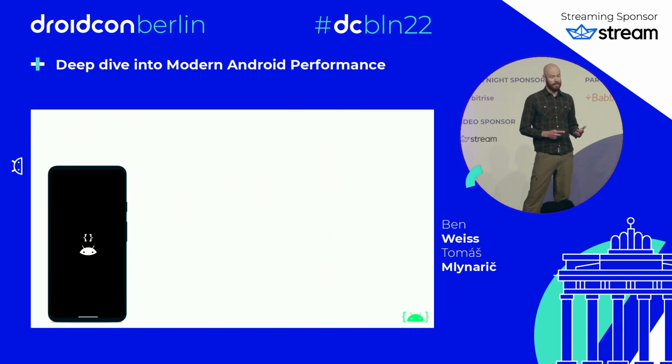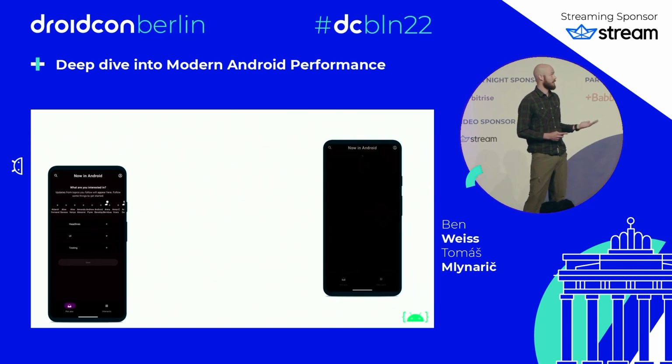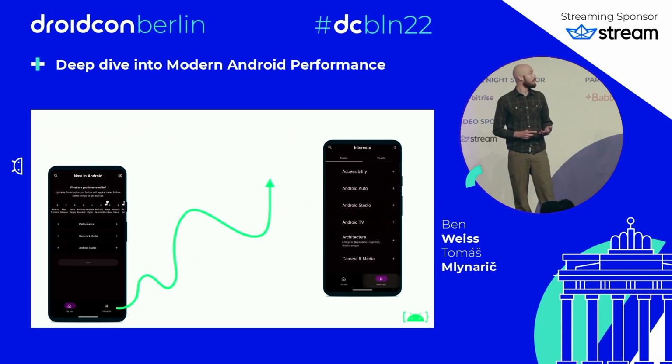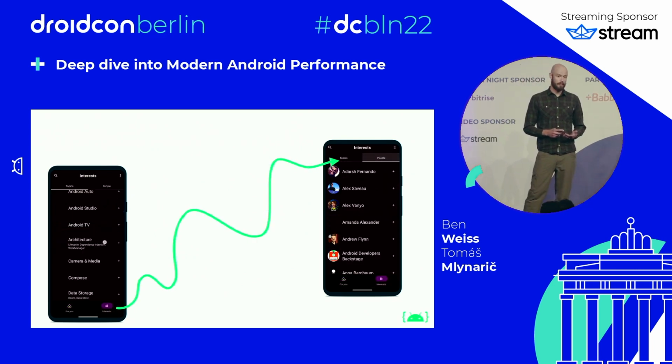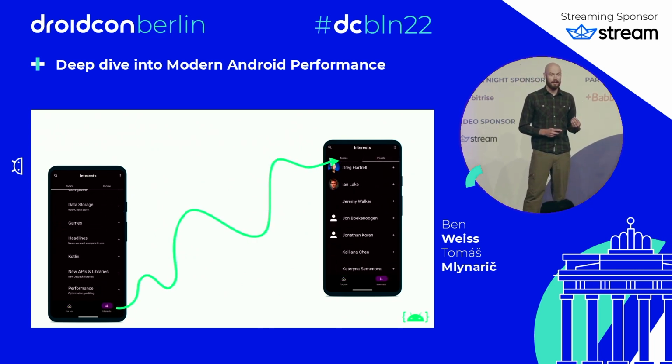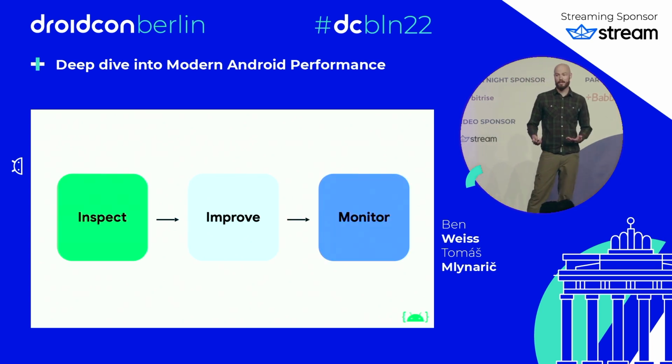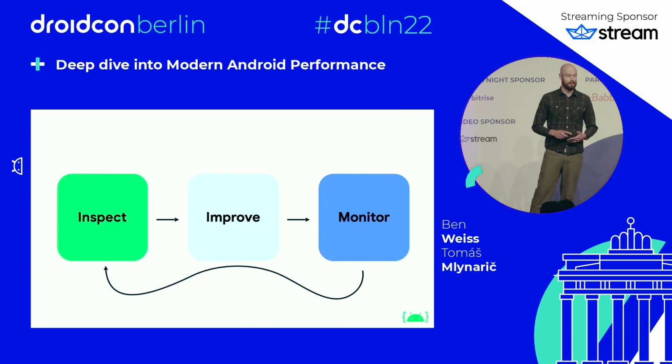So today we're showing you how to get from here to here by introducing you to what we call the modern app performance cycle. You get started by looking at what's going on, inspecting your app, and then you improve it. And after you improve that, you go into monitoring and see what happened. And then you continue. That's why it's a cycle.